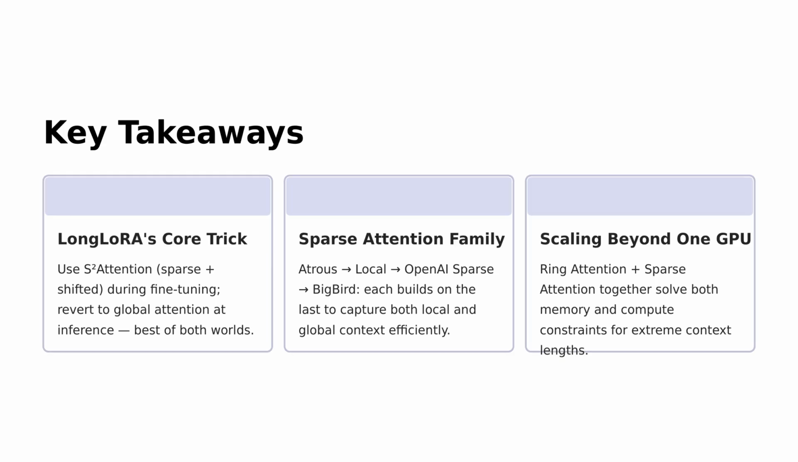In this slide, we explore LongLoRA's innovative approach. The core trick here is using S-squared attention, which combines sparse and shifted attention during fine-tuning and switches to global attention during inference, giving us the best of both worlds. We also delve into the evolution of sparse attention mechanisms, from Atrous to BigBird, each enhancing context capture. Finally, by integrating ring and sparse attention, we efficiently overcome memory and compute constraints for longer context processing beyond a single GPU.